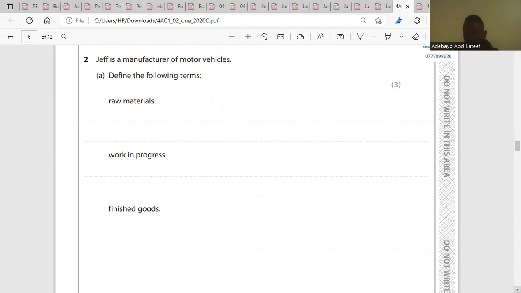Do you get what I'm saying there? Resources that are needed to make finished products. They are raw materials.